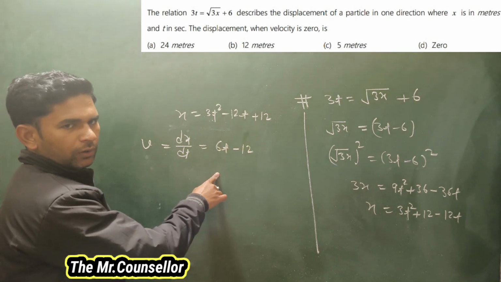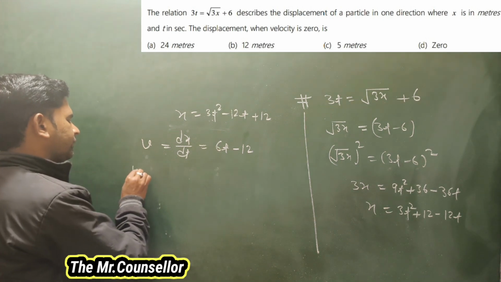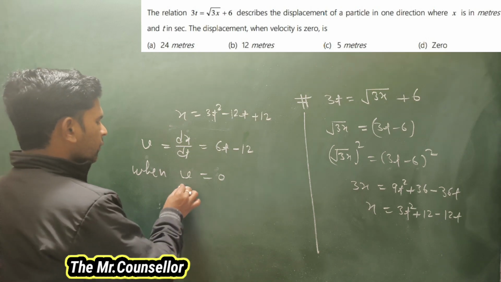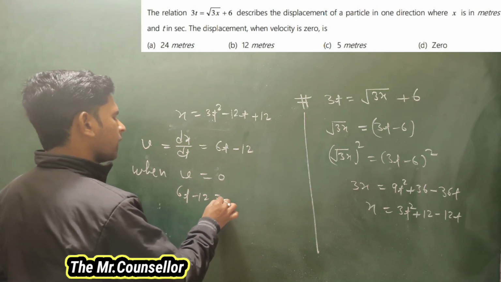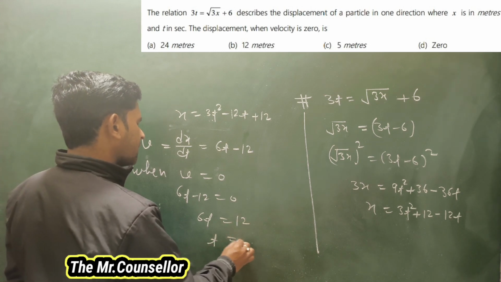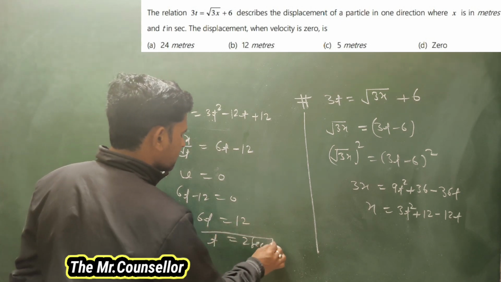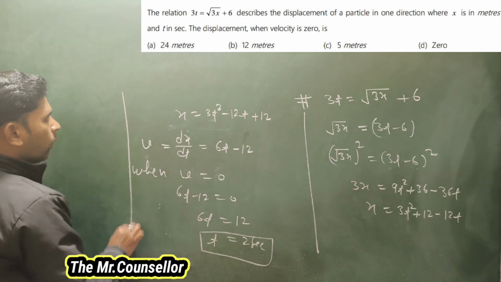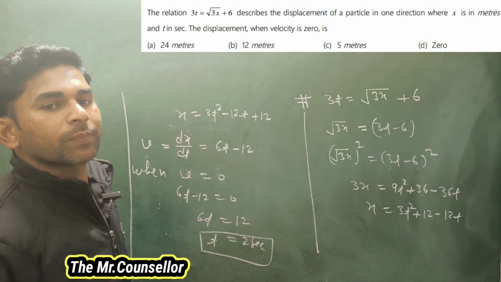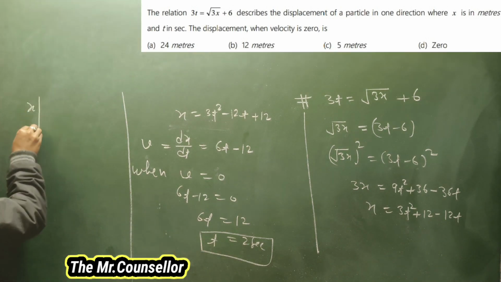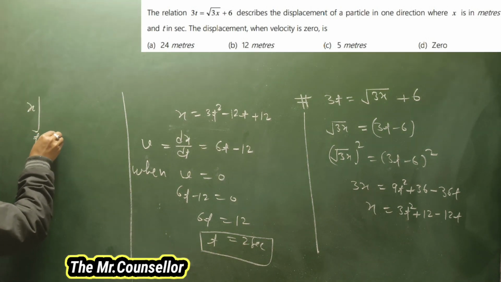So we got the velocity. When velocity is equal to 0, 6t − 12 = 0, so 6t = 12, so t = 2 seconds. Is it okay or not? At t = 2 seconds, what is the value of displacement they are asking? So we can place t = 2 seconds in the displacement equation.